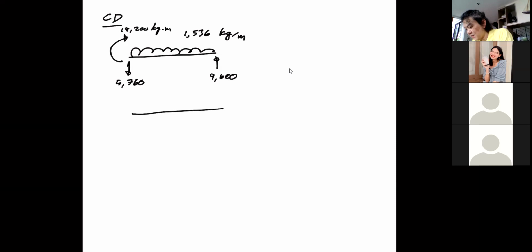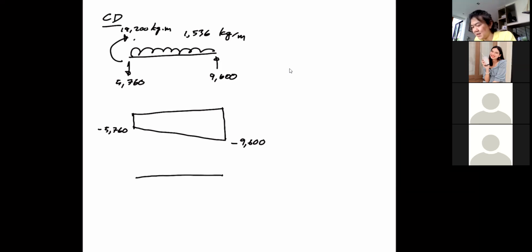Shear on the left, that's negative because it's downward. It's minus 5760. The uniform load will bring it further down until it meets up with this upward shear on the right, which is again the negative sign, minus 9600. Okay, so with that, we can go on and try to meet with this. This is again clockwise on the left, so it's positive moment. Okay, this is shear force diagram, kilogram force.